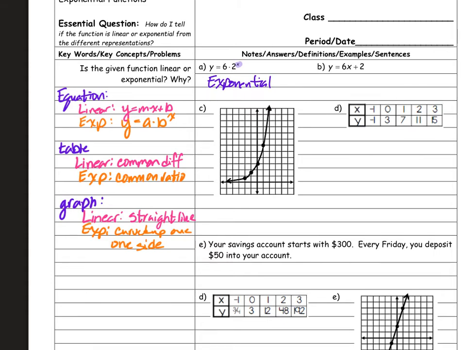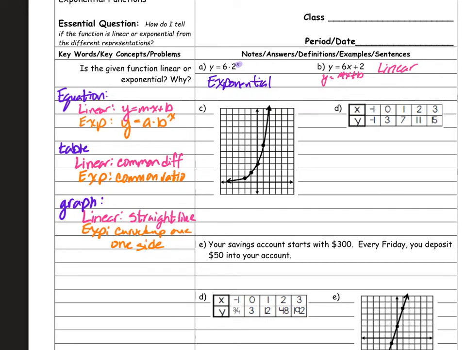The next one, B, I have another equation. And look, I'm pretty sure this is of the form mx plus b. M is 6 and b is 4. So that makes it linear. Why is it? Because it's of the form y equals mx plus b. It's linear. Okay, so now let's look at my graph, number C.